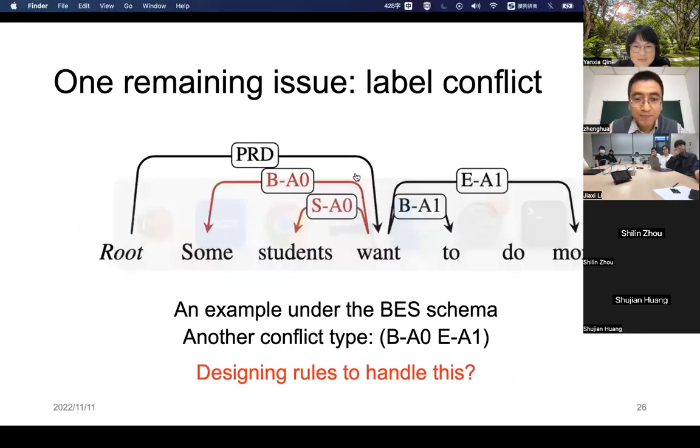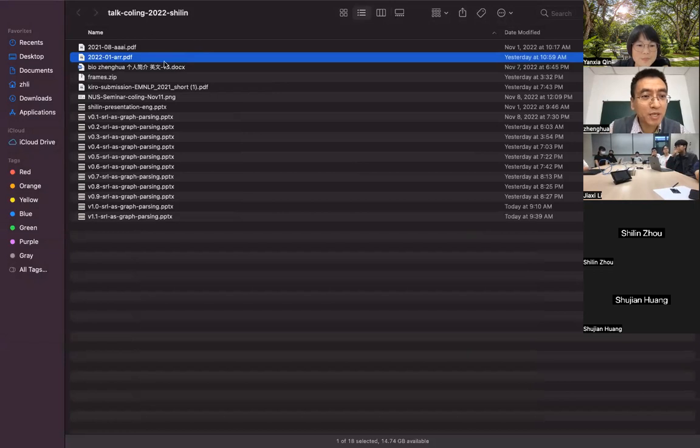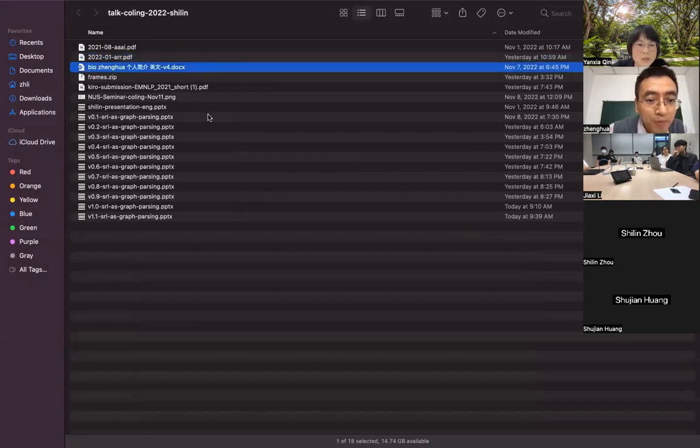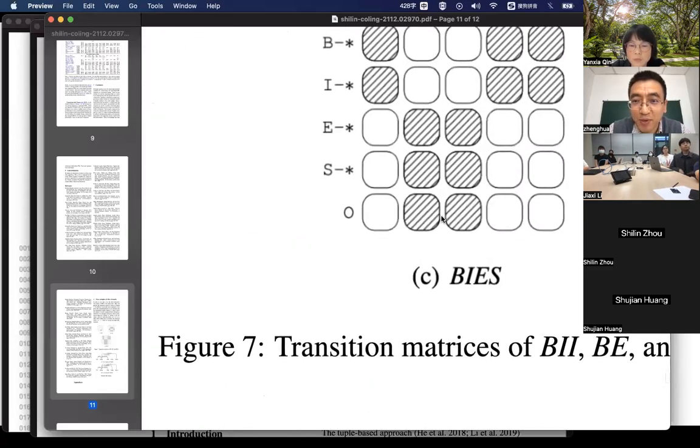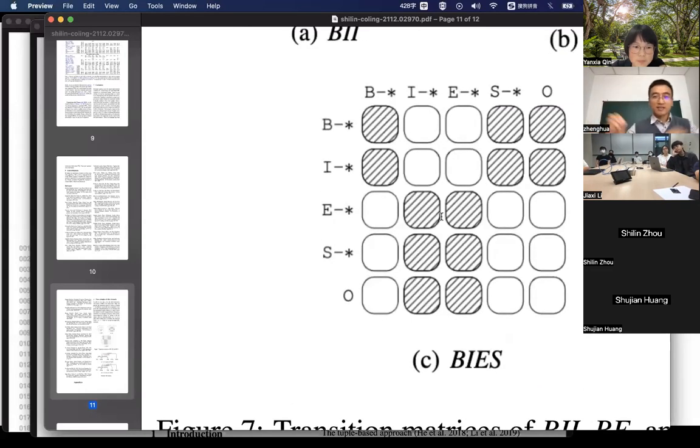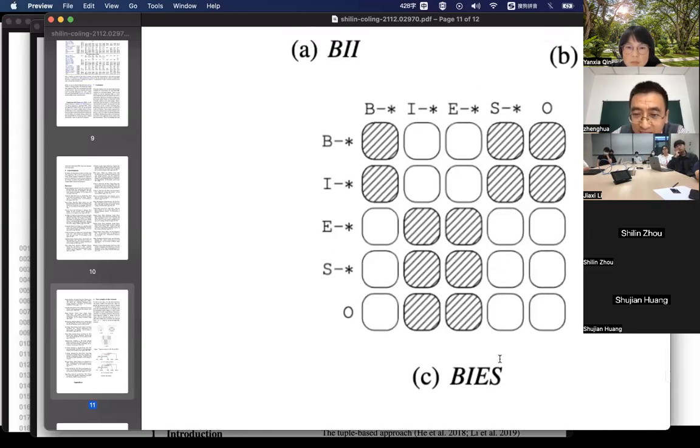Maybe let me also give you an example. Maybe it can make the question clearer. Can you see my screen? Yeah. Okay, let's see this one. You can see under the BIES schema, the situation is much simpler because it has an I. We don't need to invent an I to add and redistribute the probability mass. We don't need to do that because the label set already has this one.